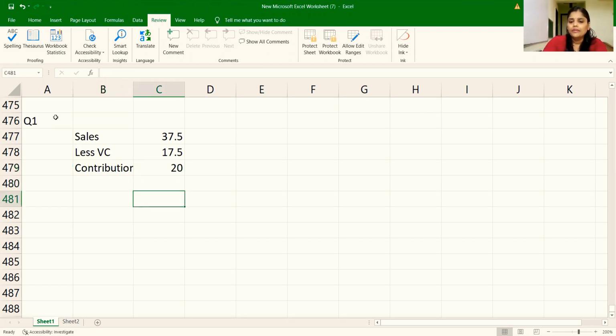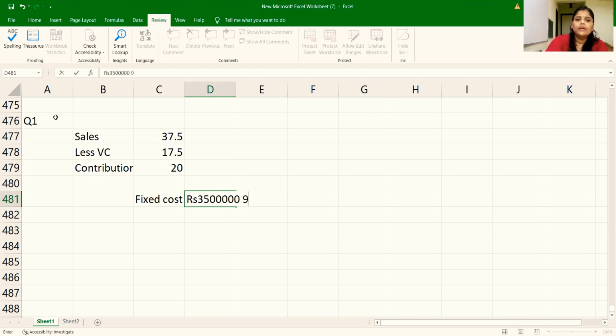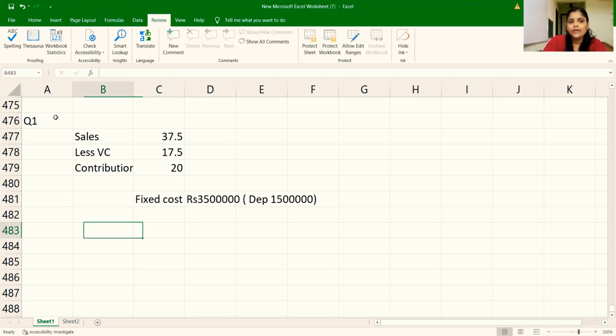Then you can write your fixed cost is rupees 35 lakhs. Remember, in this, you have depreciation of 15 lakhs. Right? Now, let's get started. What is the first thing they're asking? The first thing they're asking is to calculate break-even quantity. That is break-even point in units.